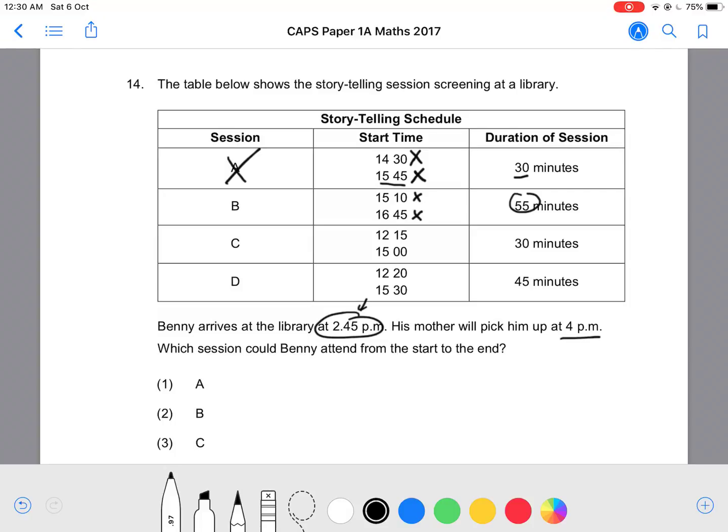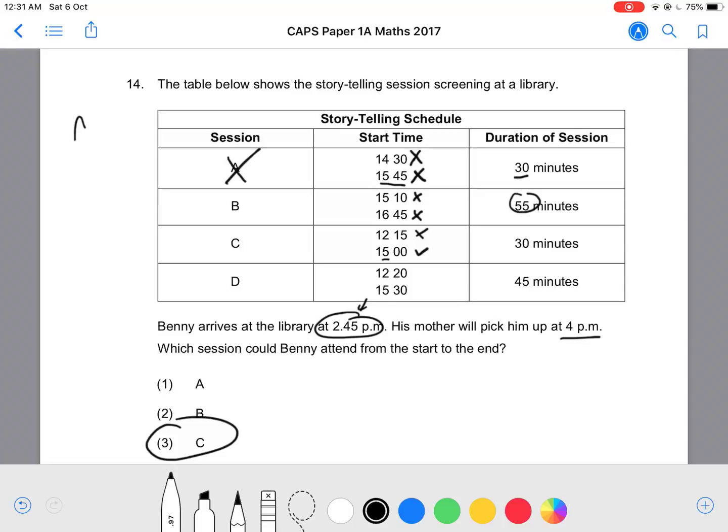Alright, now this one, 4:45 start, even worse. It starts when you're supposed to leave by 4. This one, 12:15. Hey, too early because you're only reaching at 2:45, so cannot. This one looks okay. You are supposed to arrive at 2:45. The show starts at 3 and runs for 30 minutes until 3:30, and you are supposed to go back at 4, right? So this session is okay. So the person can attend session C.